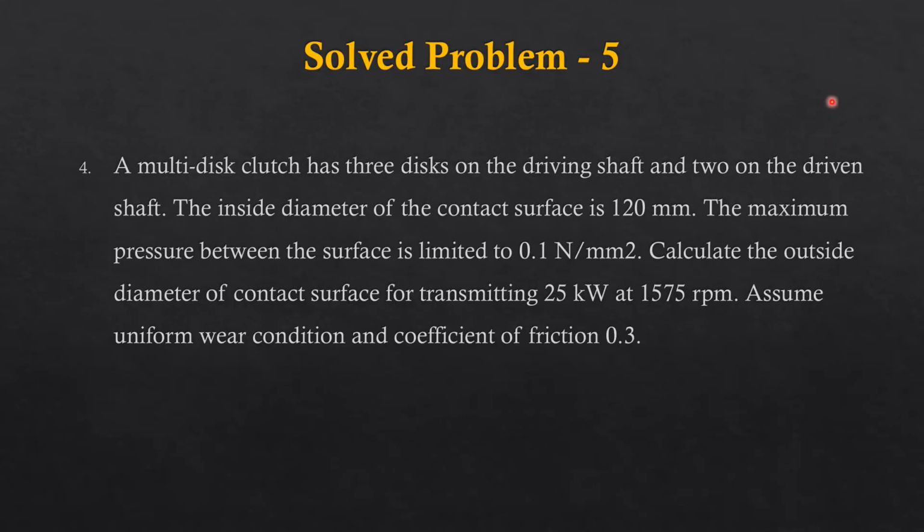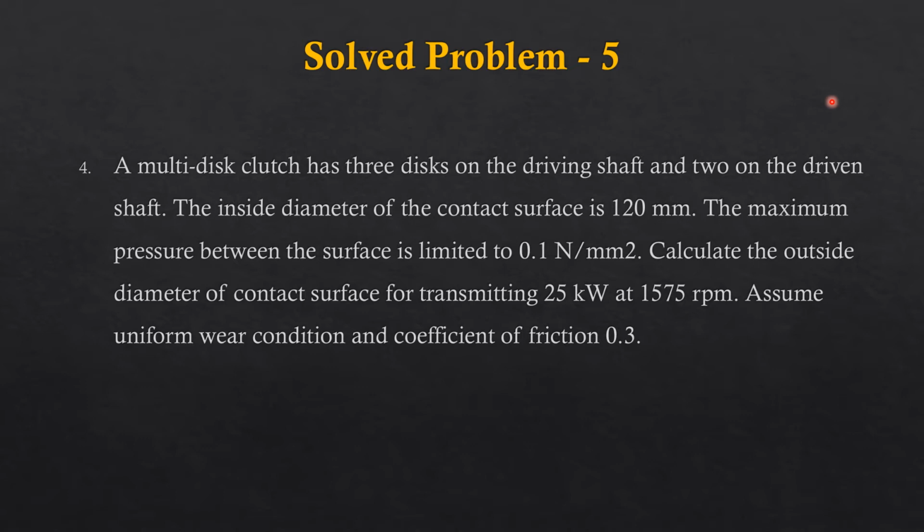All right, so this is solved problem number 5. A multi-disc clutch has 3 discs on the driving shaft and 2 on the driven shaft. The inside diameter of the contact surface is 120 mm. The maximum pressure between the surfaces is limited to 0.5 Newton per millimeter square. Calculate the outside diameter of contact surface for transmitting 25 kilowatt power at 1575 rpm. Assume uniform wear and coefficient of friction is 0.3.